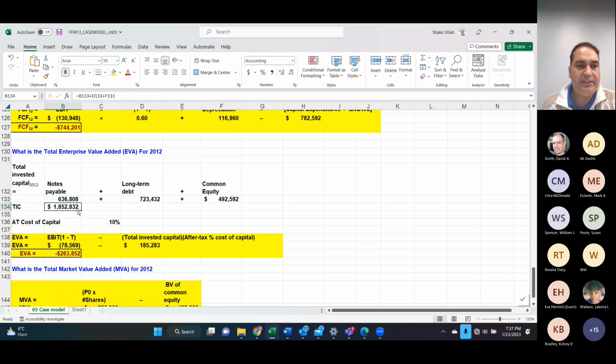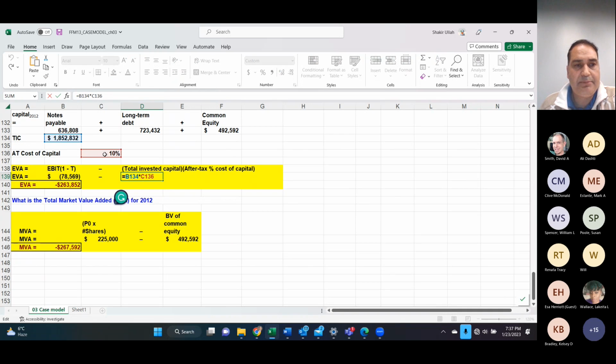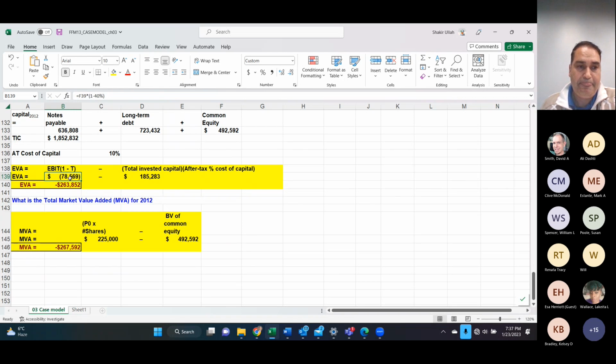And then I multiply this total invested capital with 10%. So that will give me my total interest expense, or whatever you may call it. That will be the amount of money that investors expect in return for investing in the business. So we got EBIT times (1 minus T), and then we have total invested capital multiplied by the 10%, which is the after-tax cost of capital, and that is what the investors expect.